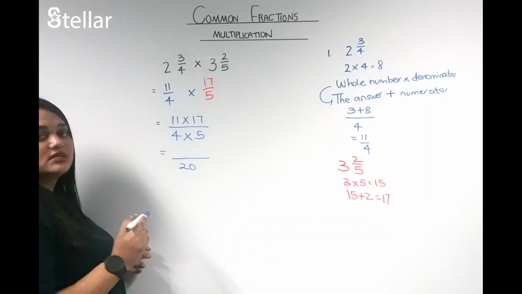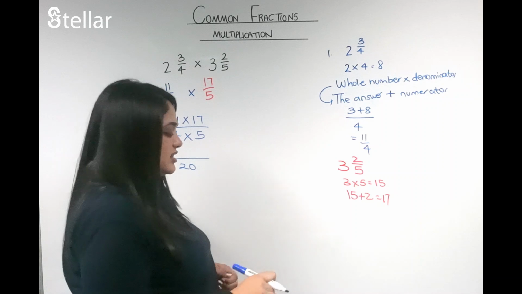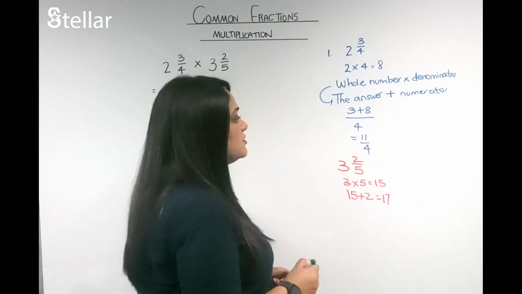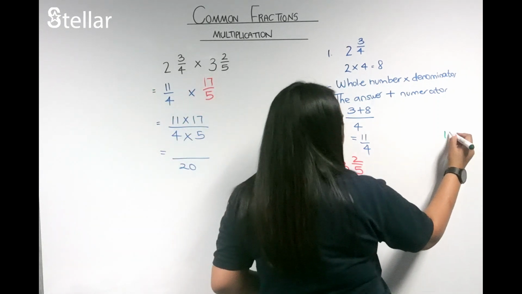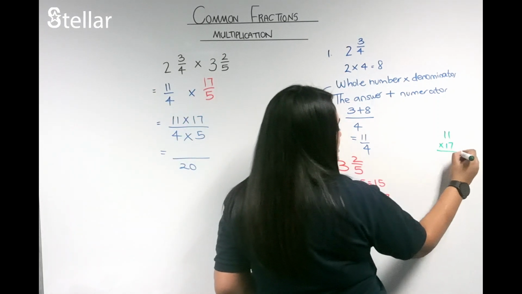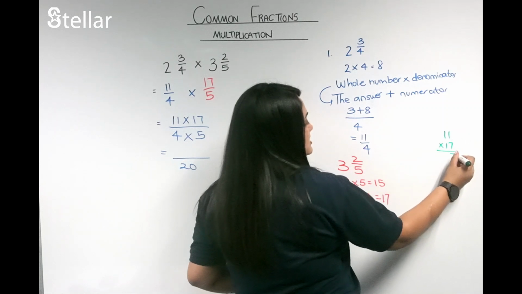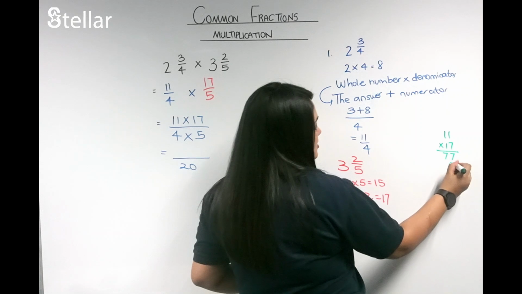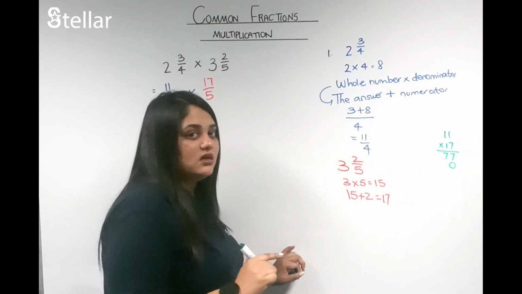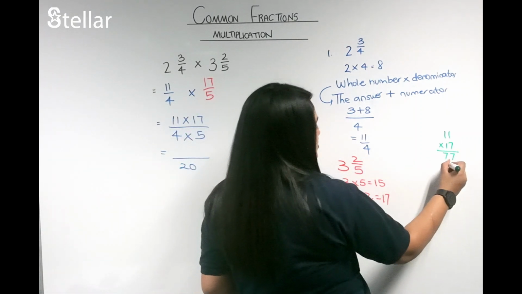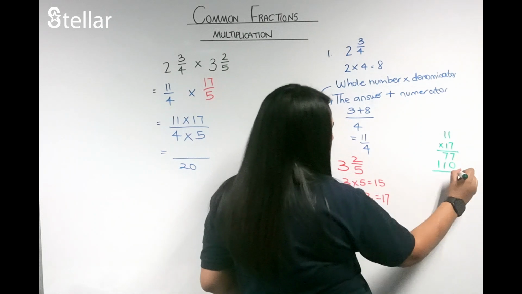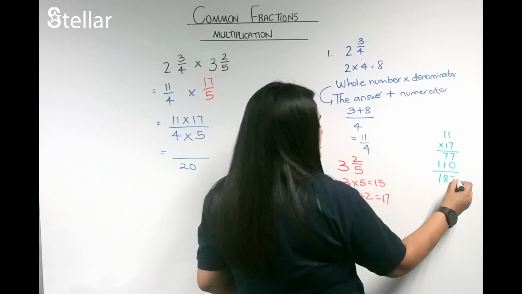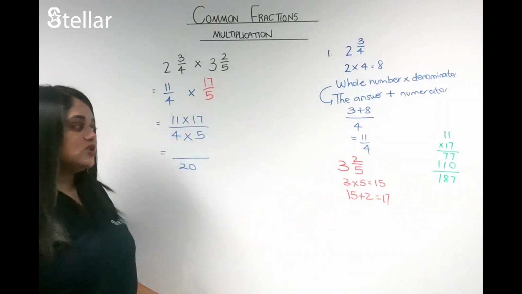11 times 17 is a little bit harder, so let's do it on the side, slowly. You get 11 times 17. 7 times 1 is 7. 7 times 1 is 7. Add a 0 because we're working with the tens column now. 1 times 1 is 1. 1 times 1 is 1. We get 187.